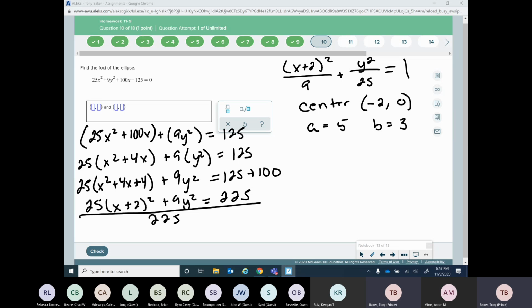Remember, the A is always the bigger of the two, not necessarily the one under the X, but it's always the bigger of the two. So A in this case is 5, and B is 3. So I need to find C. So C squared equals 5 squared, so 25 minus 9, 16. So C equals plus or minus 4.